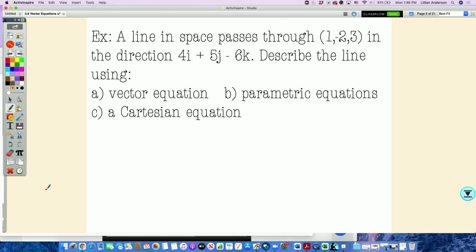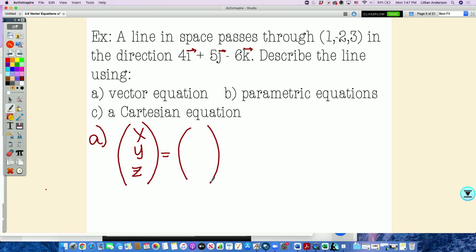So we have an example. It says a line in space passes through the point (1, -2, 3), and in the direction of 4i, 5j, and 6k. Of course, these will be bolded, so they're vectors, so we're going to go back through. We're going to describe the line using a vector equation, parametric equation, and Cartesian equation, so you guys can get the practice of actually doing this. So remember, vector equation, that's the one with your x, y, and z. That should equal vector a. What's going to be vector a?